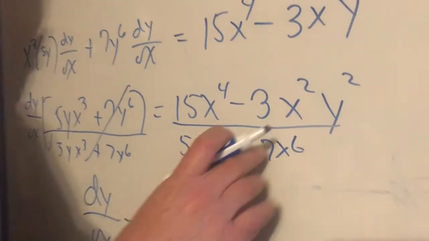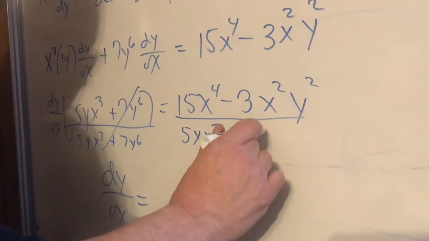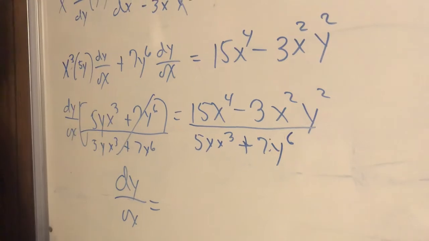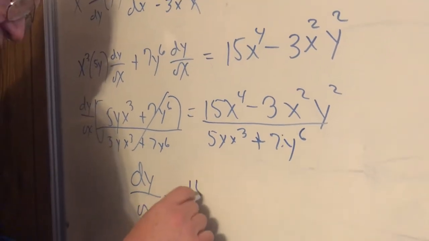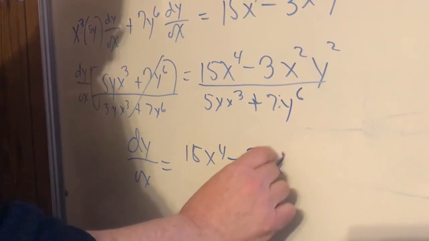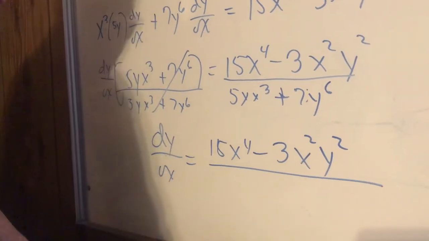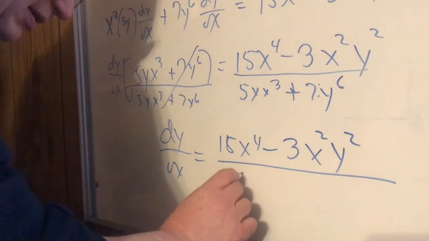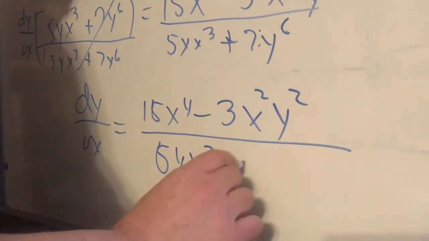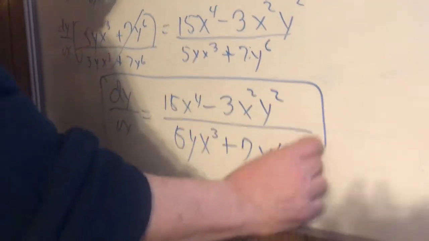That's a y, I think. That's a y. Sometimes I don't complete my y's, and then they look like x's. Well, this is 15x fourth minus 3x squared y squared divided by 5y x to the third plus 7y to the sixth. And that is your answer.